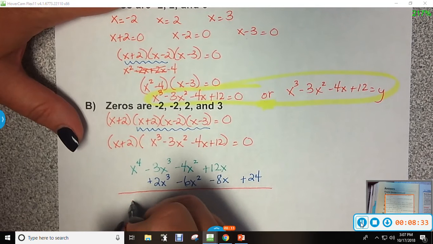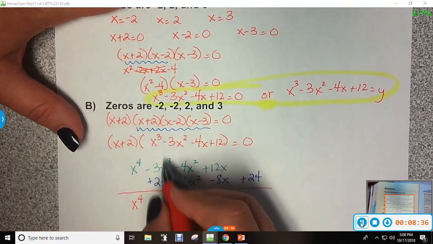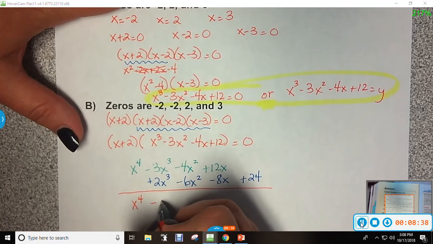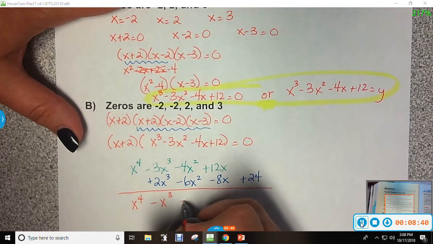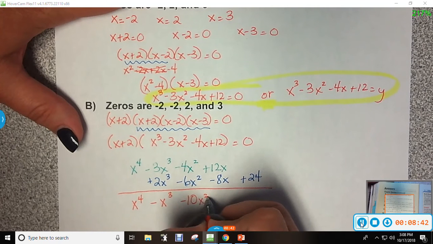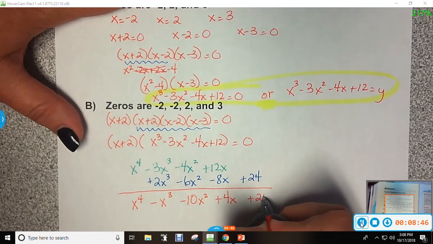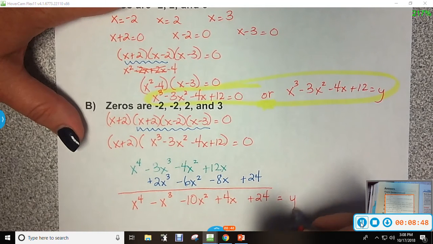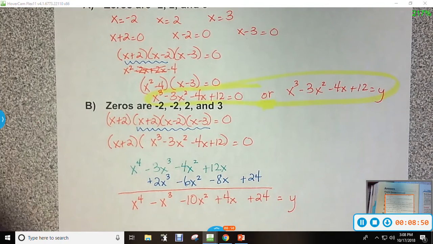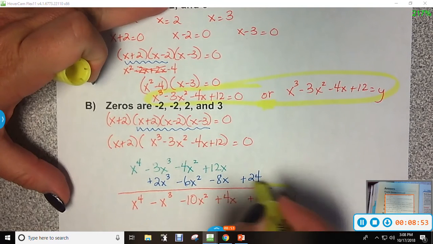So, x to the 4th, combine these, gives me a negative 1x cubed minus 10x squared plus 4x plus 24, and you can set it equal to 0 or you can set it equal to y. Like I said before, I'm good with either of those.